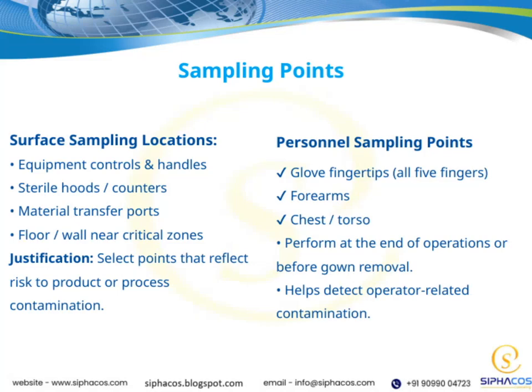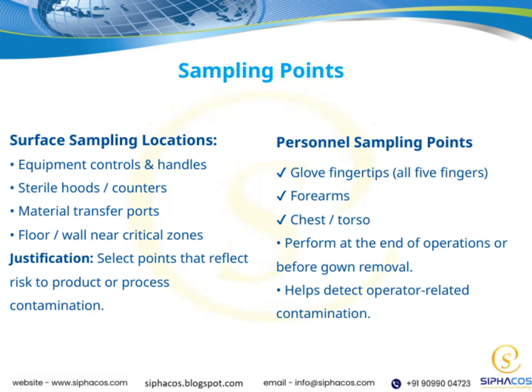Now, let's take a look at the personnel sampling points. It's important to sample specific areas of the operator to monitor for potential contamination. We focus on glove fingertips, including all 5 fingers, as well as the forearms and the chest or torso. These areas are critical because they tend to come into direct contact with materials and surfaces during operations. Sampling should be performed at the end of the work shift or just before removing the gown, ensuring we capture any contamination that may have accumulated. This process helps us detect operator-related contamination, which is vital for maintaining a clean environment.